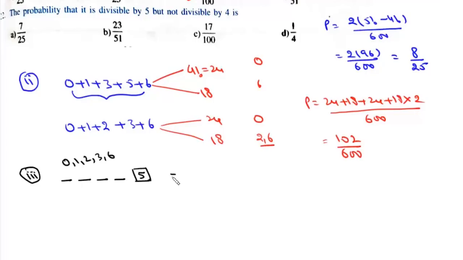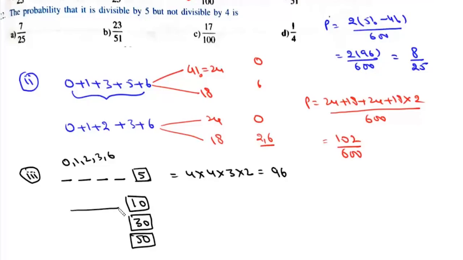Now for this first place, we have 4 choices. For the next one, again we have 4 and then 3 and then 2. So there will be 96. And then we'll have the numbers which will have 0. But then it should not be divisible by 4. So we can have 10. We cannot have 20. We can have 30. We can have 50. And we cannot have 60.